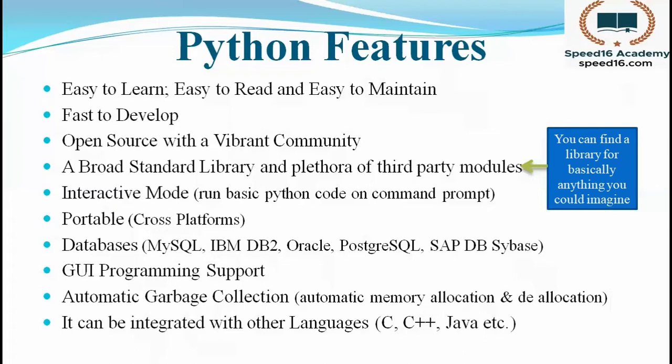In Python, there are so many standard libraries, so many third-party modules, so many things already available. So that's why it is very fast to develop. Open source with a vibrant community. It is open source, you need not pay anything. The code is available and it comes with a vibrant community. If you are stuck somewhere, there are many people to help you. A broad standard library and a plethora of third-party modules. So you can find a library for basically anything you could imagine.